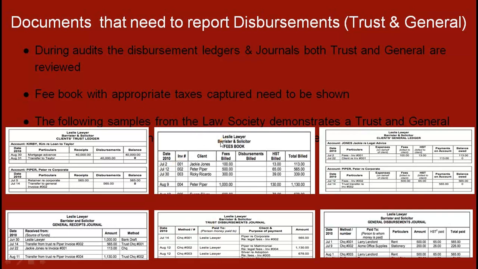Fee book is another great report example, which also captures the appropriate taxes, and they need to be reflected as well. And this is just a simple outlay of the different types of examples that the Law Society provides within their bookkeeping guidelines, which is a great document to review, which outlines these different ledgers and journals as examples.